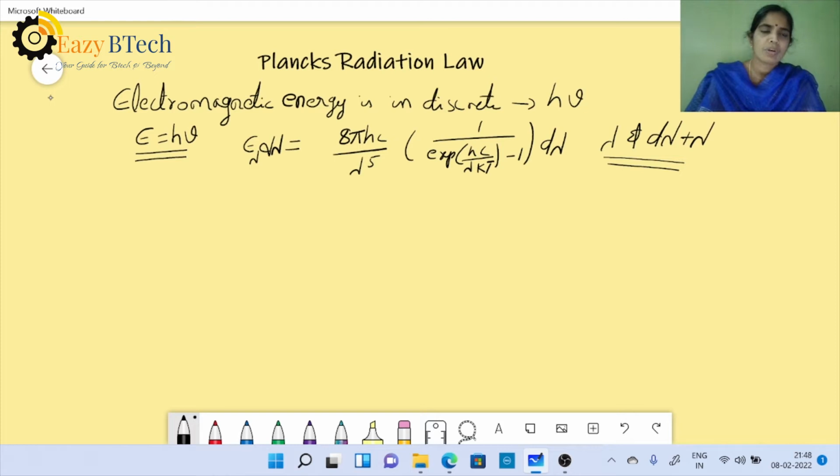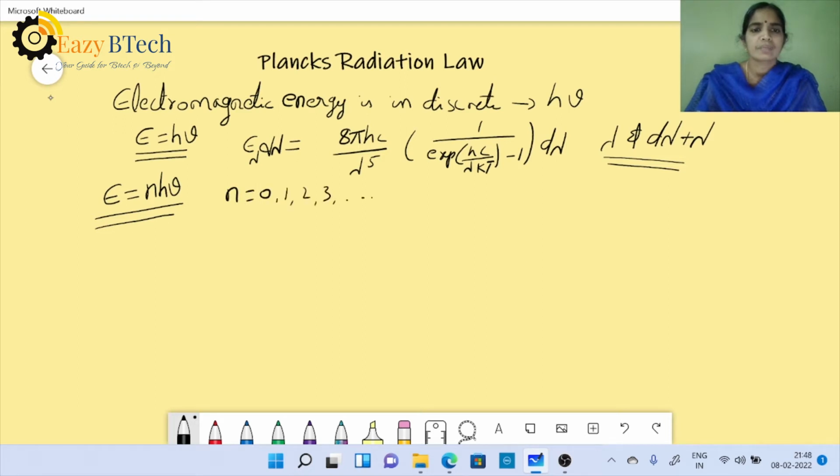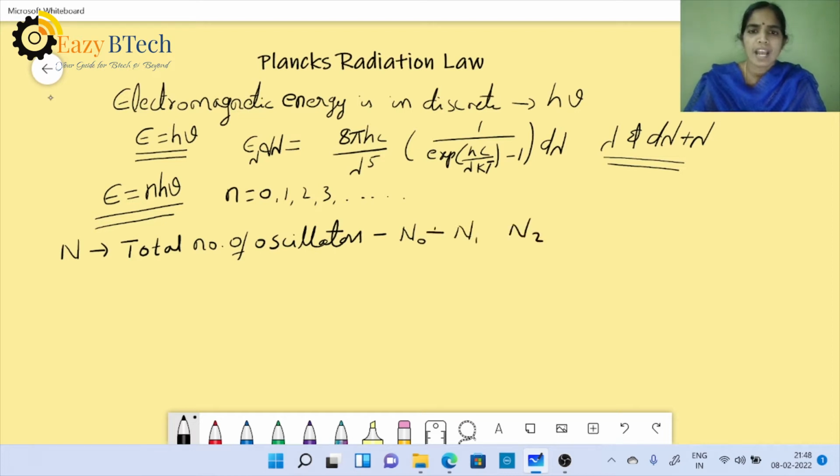As I said, h is called Planck's constant and mu is the frequency of radiation, which have their general meanings. So in the generalized form, that is for n oscillations, it is E equal to n h mu, where n represents 0, 1, 2, 3, etc. Now here, capital N represents the total number of oscillators. If I say total number of oscillators, certainly I'll have individual oscillators present. So I'm going to call them N0, N1, N2, etc. If I add these individual oscillators, then I'll arrive at my capital N, the total number of oscillators.